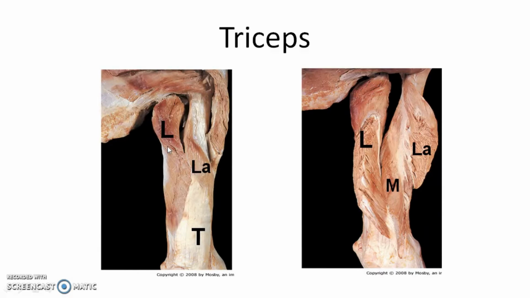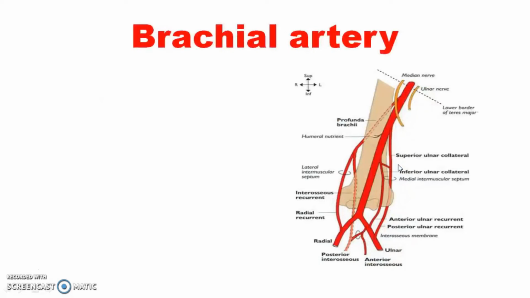And here in this image again, we have the long head and lateral head, and the lateral head is removed in the second picture, which makes the medial head clear also. So 3 heads are visible in the second picture: one is long, another one is lateral, and another one is medial head.